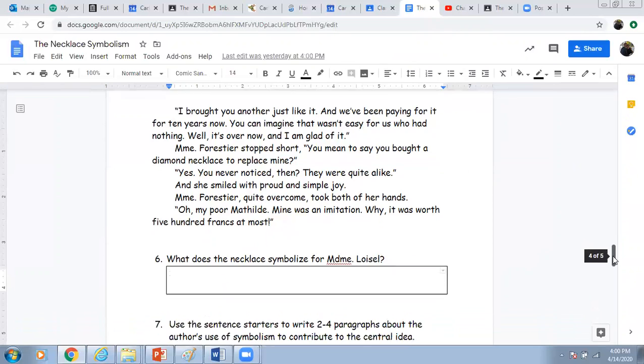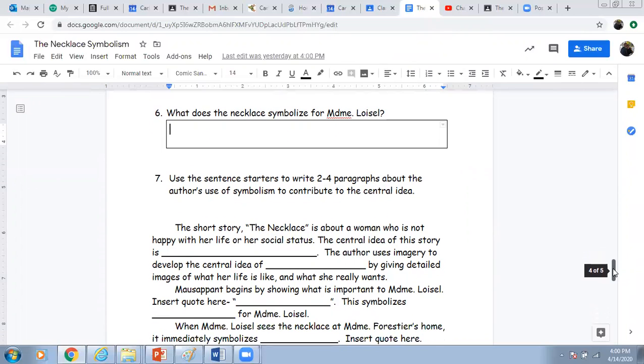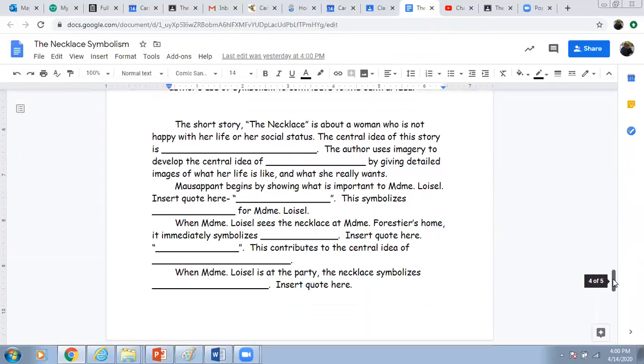Okay, so on to a few different types of questions. Number 6, what does the necklace symbolize for Mademoiselle Loisel? And then number 7, you can use these sentence starters to write your paragraphs about how symbolism contributes to the central idea. So the short story, The Necklace, is about a woman who is not happy with her life or her social status.